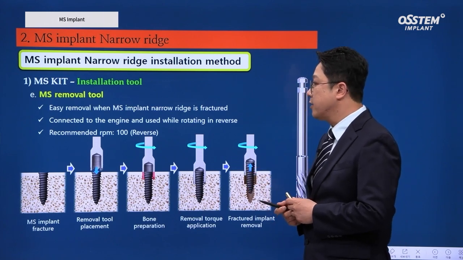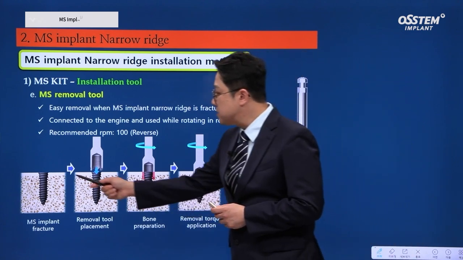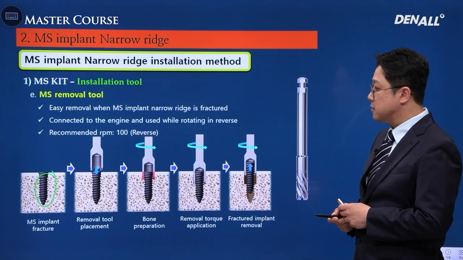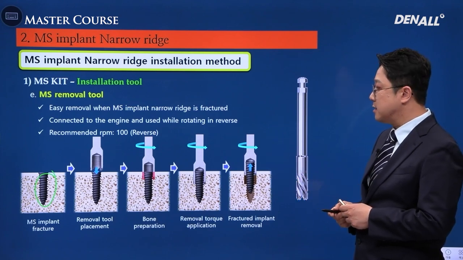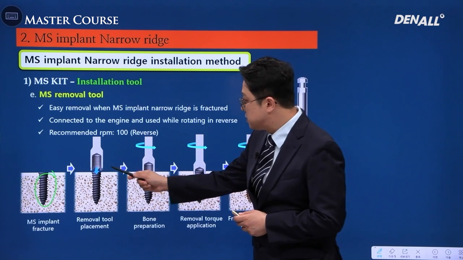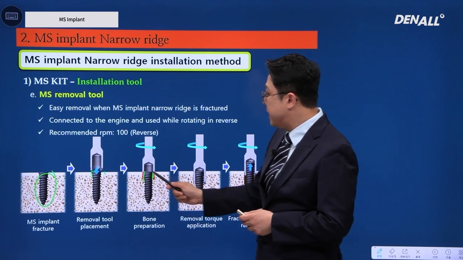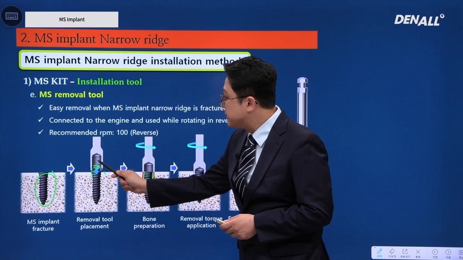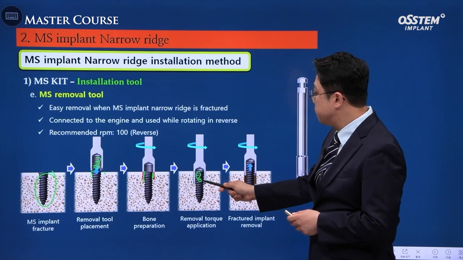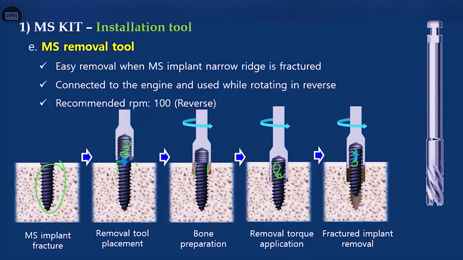There is a MS removal tool. MS implant does not fracture frequently, but at times it does. If there's a fracture, it can be quite complicated to remove. You need to remove the surrounding bone to remove the implant. There is the MS removal tool shaped like a trephine burr. If you rotate it counterclockwise, the bone will be prepped, and within the removal tool, there is thread like this. And if you rotate it counterclockwise, the fractured MS implant will be connected and it will come off. MS removal tool can be used to remove MS implant.